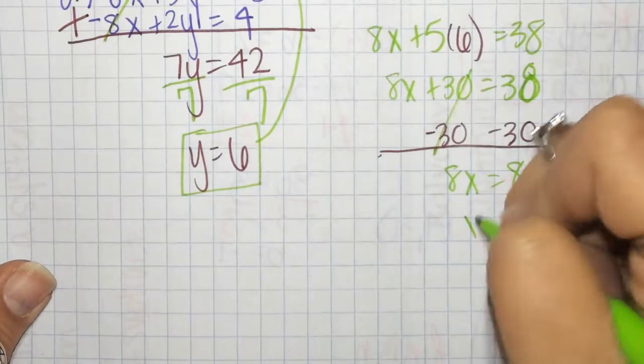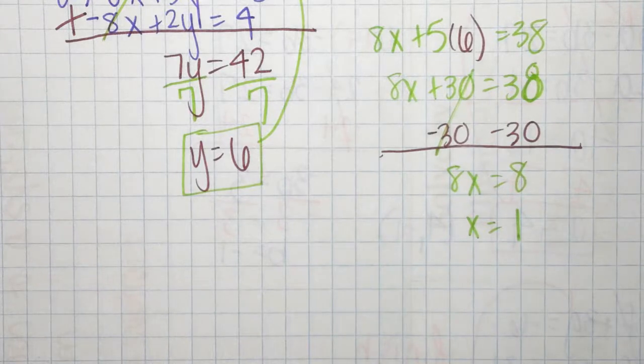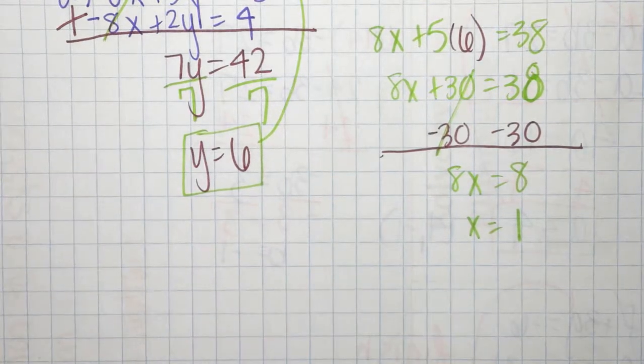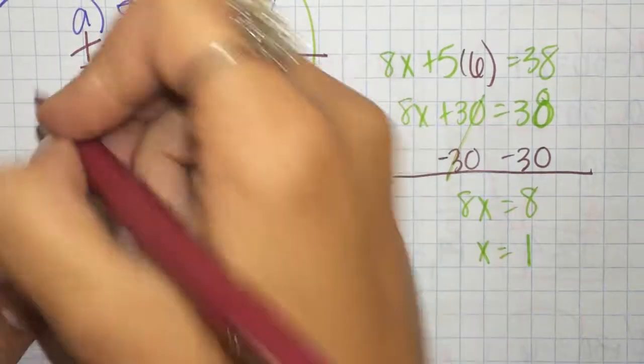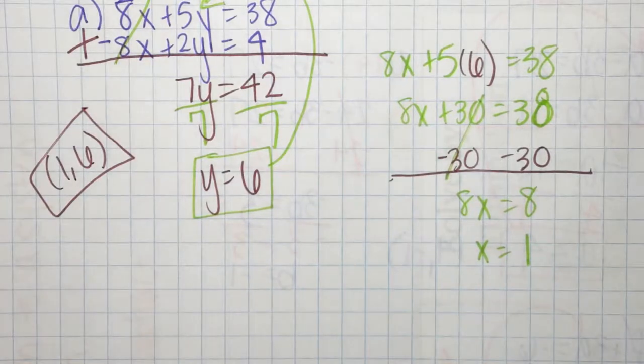So what does x equal? 1. Awesome. Now, am I done? No. How do I write my answer? 1, 6. Why is it 1, 6? Because X comes before Y. Now, on your quiz, some of you wrote the Y first. And we need to make sure we write the X first.